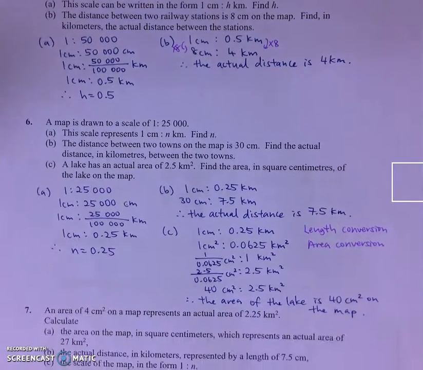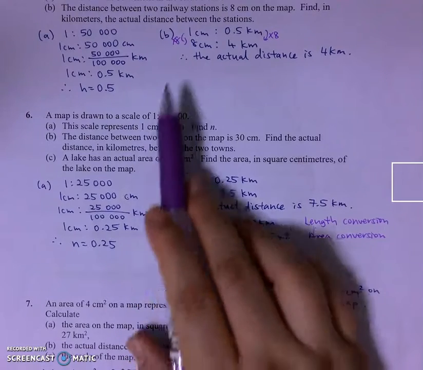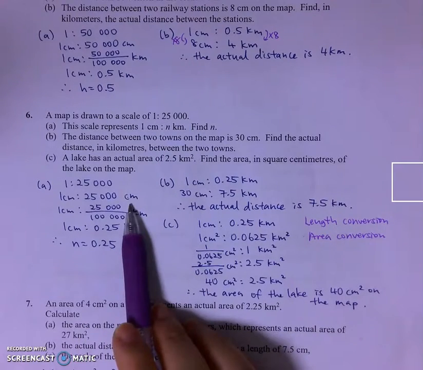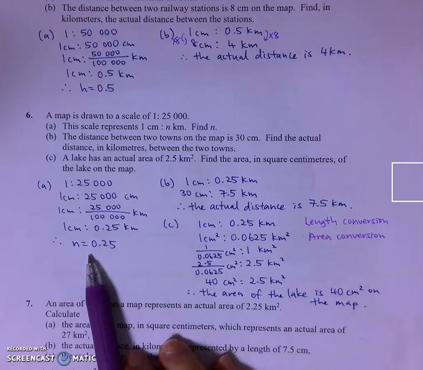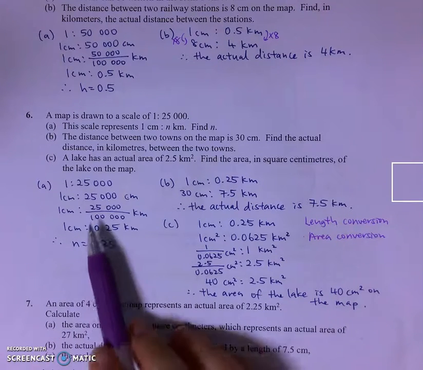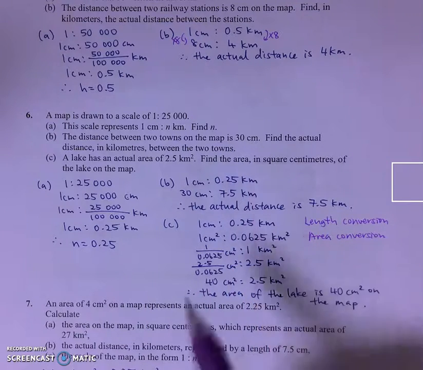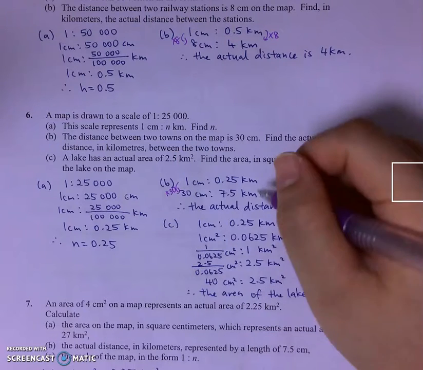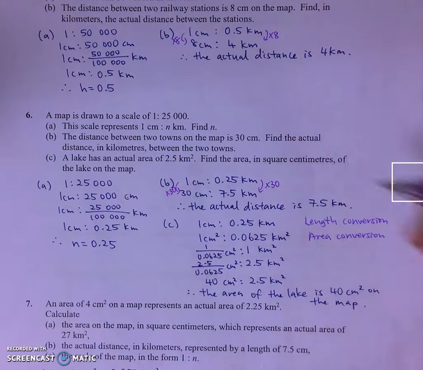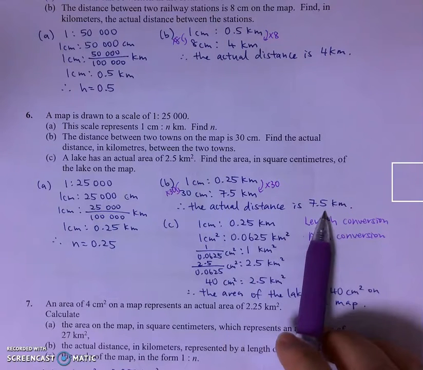For question 6, given the scale, they want us to do something similar to question 5. So I do the same, divide by 100,000. I get n is 0.25. Part B tells us that the distance between two towns on the map is 30 cm. So in this case, if I multiply 30 to one side, I need to do the same on the other side. So I will get 7.5 kilometers being the actual distance between the two towns.